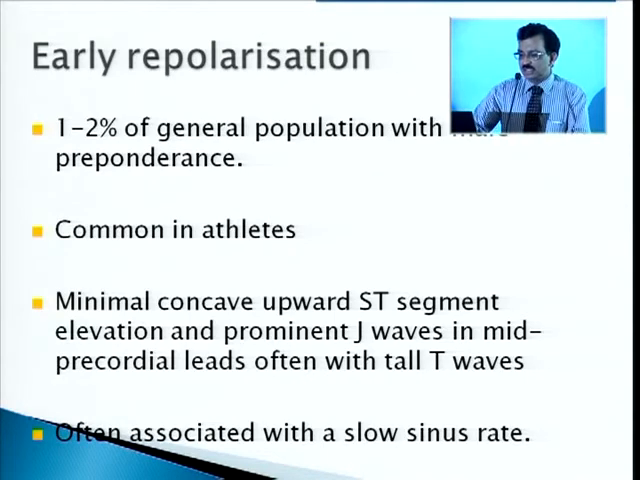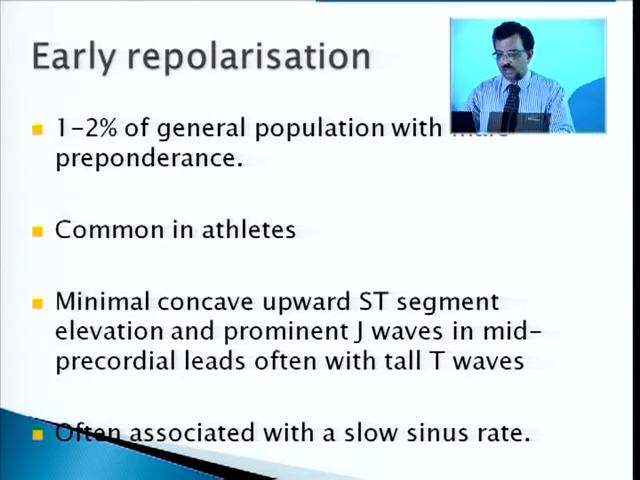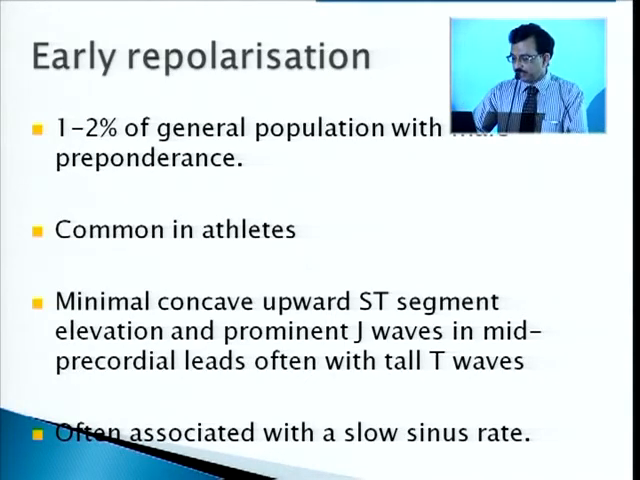Again, there is some concave upward ST elevation, minimal ST elevation, and prominent J waves in the mid precordial leads. Most of the time this occurs in the V4, V5, V6 leads, not like an acute MI where you get selective leads according to the position of the myocardium. Often it is associated with a slow sinus rate. That is another thing when we look at early repolarization.